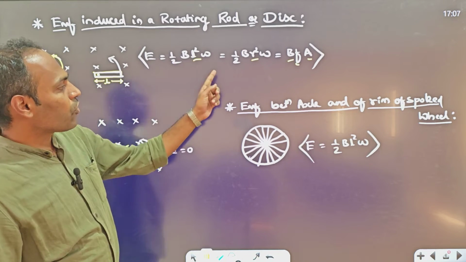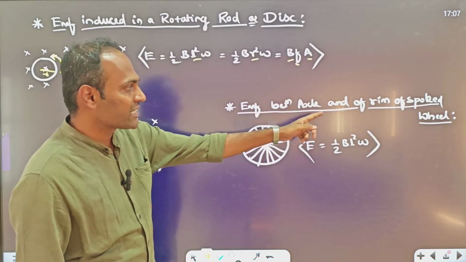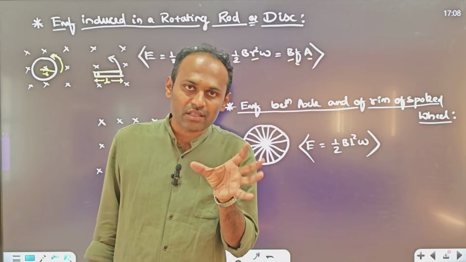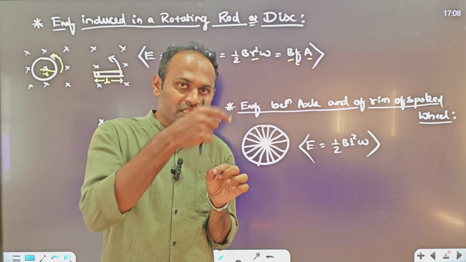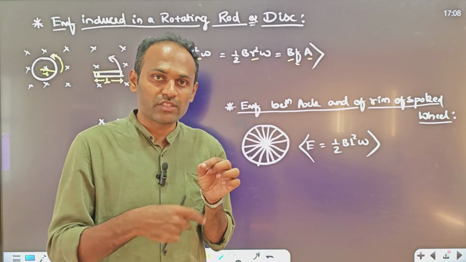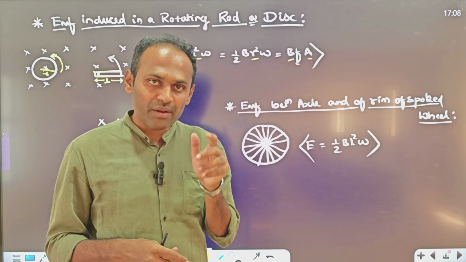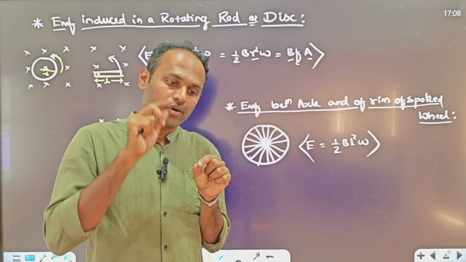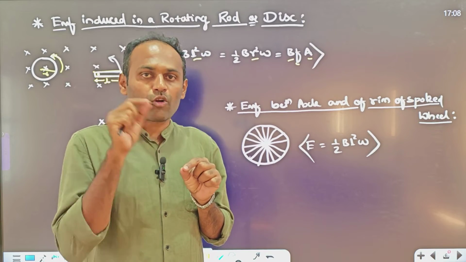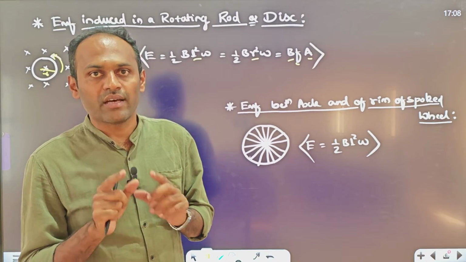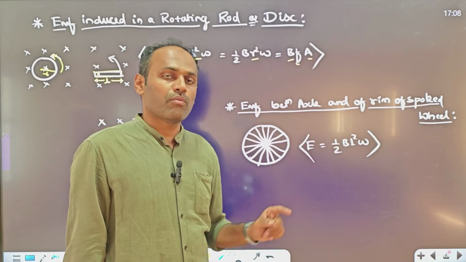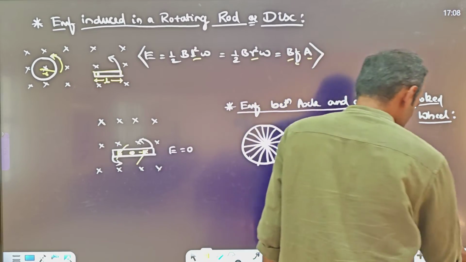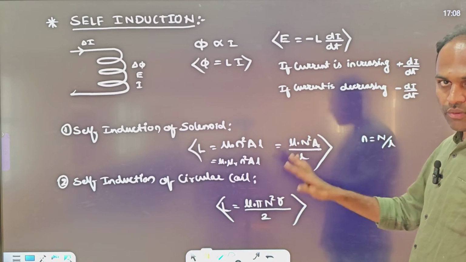And the same formula is applied for EMF between the axle and rim of a spoked wheel. A spoked wheel means a cycle wheel. How are cycle wheels, right? There are small small rods in cycle wheels, right? So when such a wheel comes, from the axle of the wheel, the center of the wheel, to the rim of the wheel, there are rods. If they ask how much EMF is induced in those rods, again you have to apply the same formula, half B L squared omega, right? Okay, because those are also rotating rods only. Okay, so the effective EMF itself will be that much.